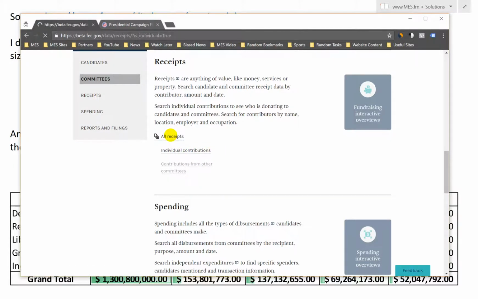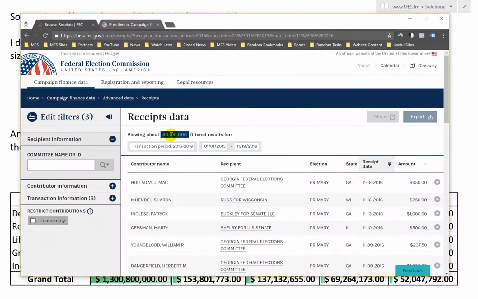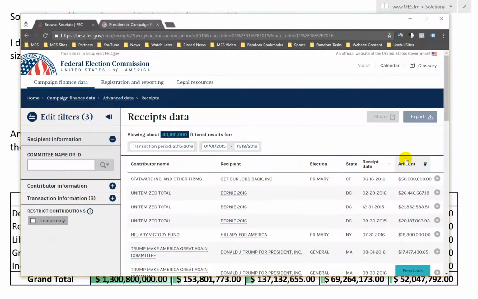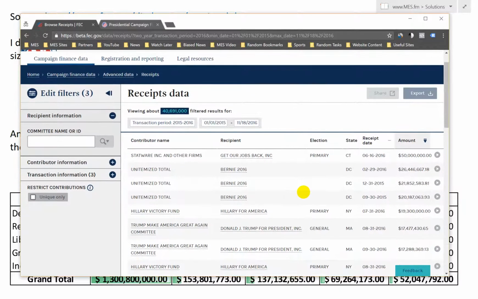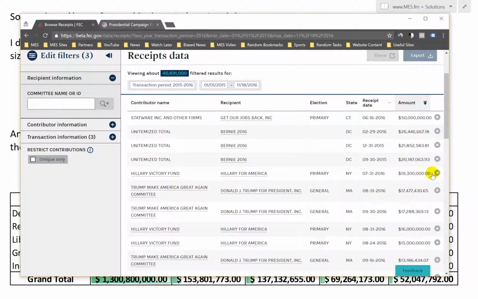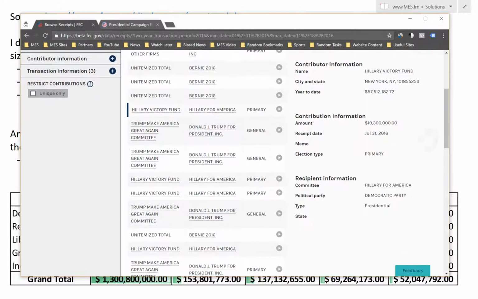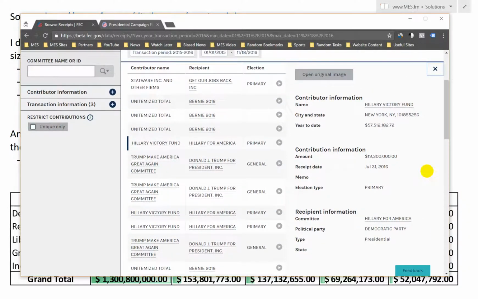What you can do is just click all receipts. See, they show all the data right here and the amount total. So this was 616. This is Statware and other firms. Well, this is a $50 million donation. Well, this is another 26 to Bernie 2016, Hillary Victory Fund, and you can click who's paying these at 19 million. This is receipt information.